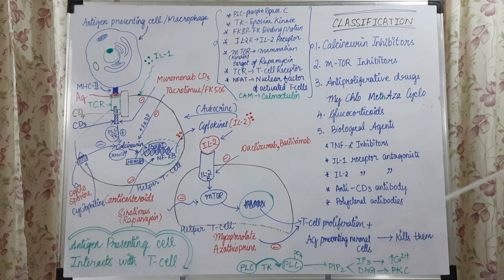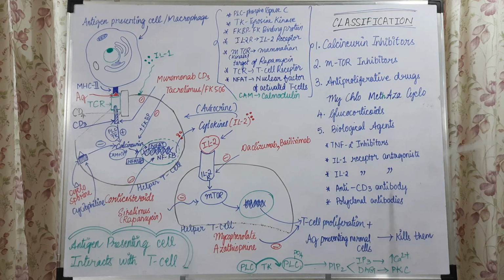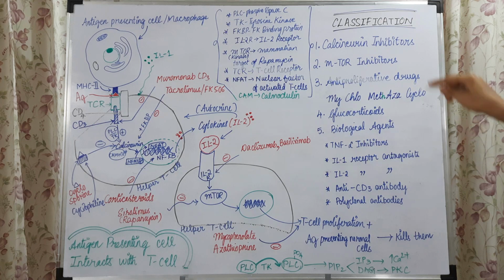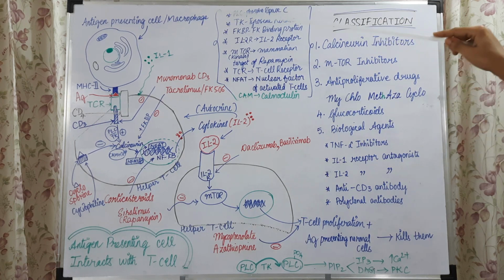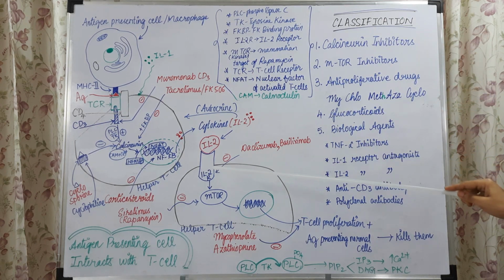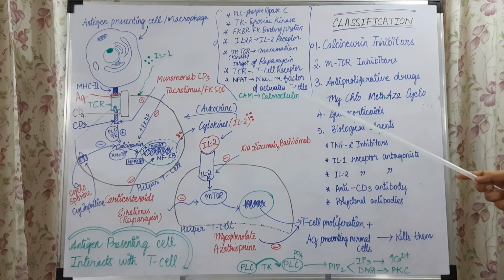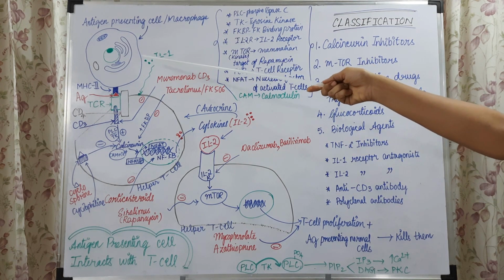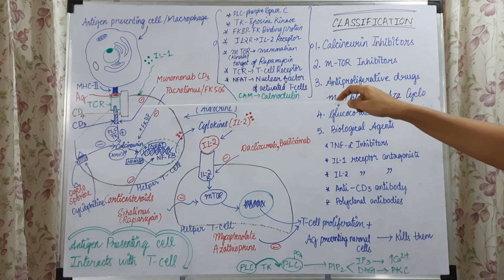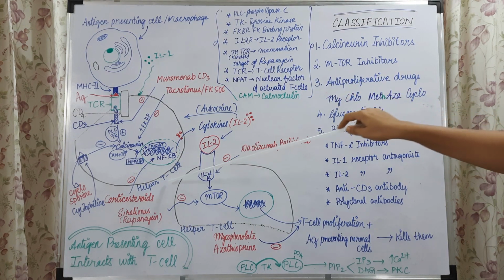This is about the classification of the immunosuppressant drugs and how these drugs are going to inhibit various steps involved in this antigen presenting cell interaction with the T cell and the cell mediated immunity, how they are going to inhibit this cell mediated immunity. So let us go through the process. The antigen presenting cell will be interacting with the T helper cell.